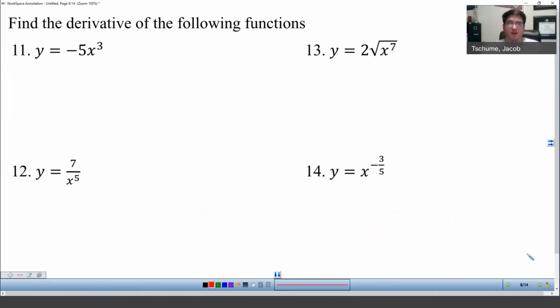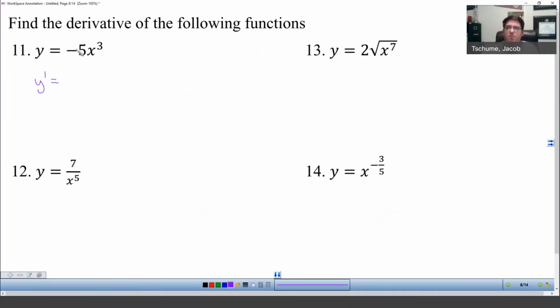All right, so now that we've learned pretty much almost all the rules in this section, let's do a few more derivatives to get you comfortable. So numbers 11 through 14, I want you to find the derivative of each of these functions. So beginning with number 11, and I'm just going to use y prime again for this.